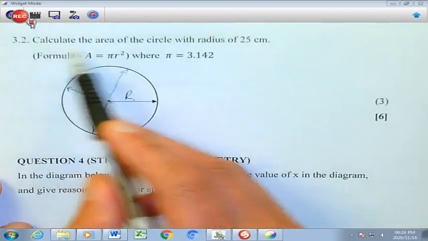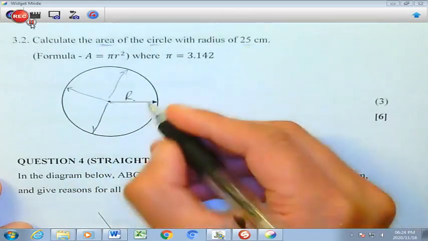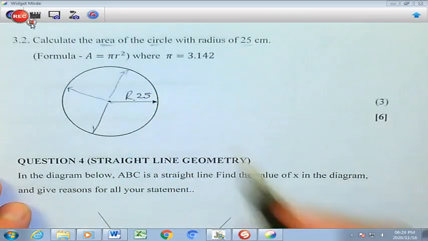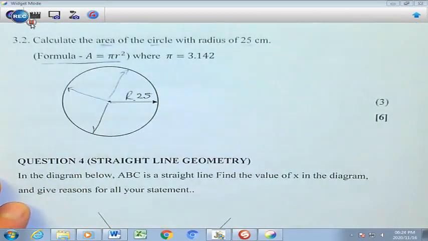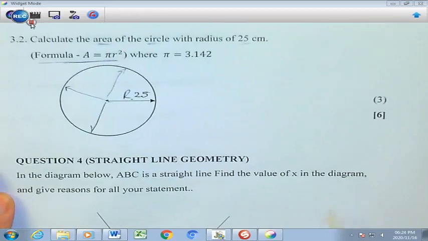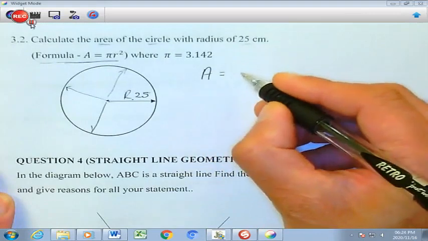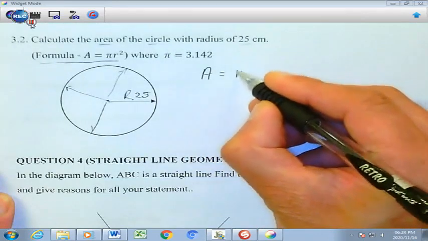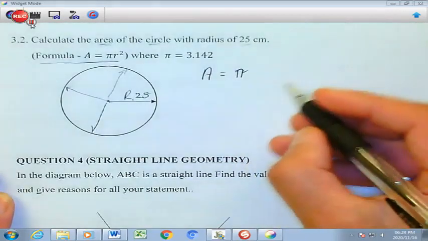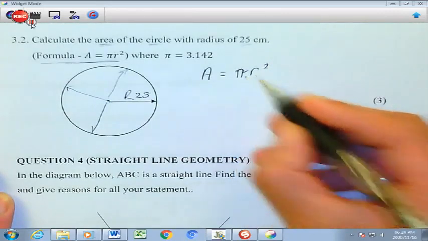The instruction says calculate the area again of the circle with a radius of 25. So you need to ensure that there is 25. You know your radius is 25. They provide you with the formula for the area of a circle. So you need to write the area down first. Area equals pi. Now pi is always used when circles are calculated. Pi r squared. Right? These are all times.